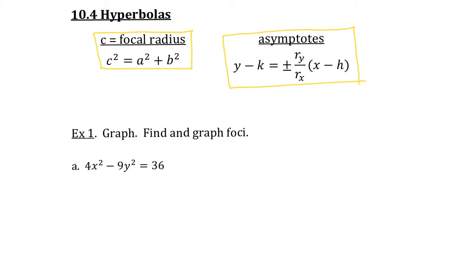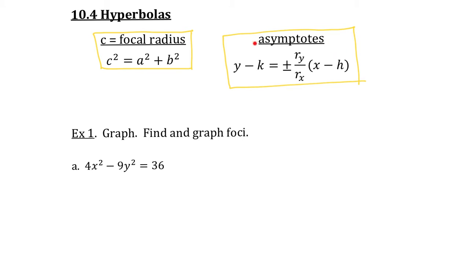In 10.4, we are going to look more at the features of hyperbolas. The focal radius is given by c squared equals a squared plus b squared, as opposed to with an ellipse where it was a subtraction sign. The focal radius has to do with the foci. The foci have to do with the formal definition of hyperbolas.